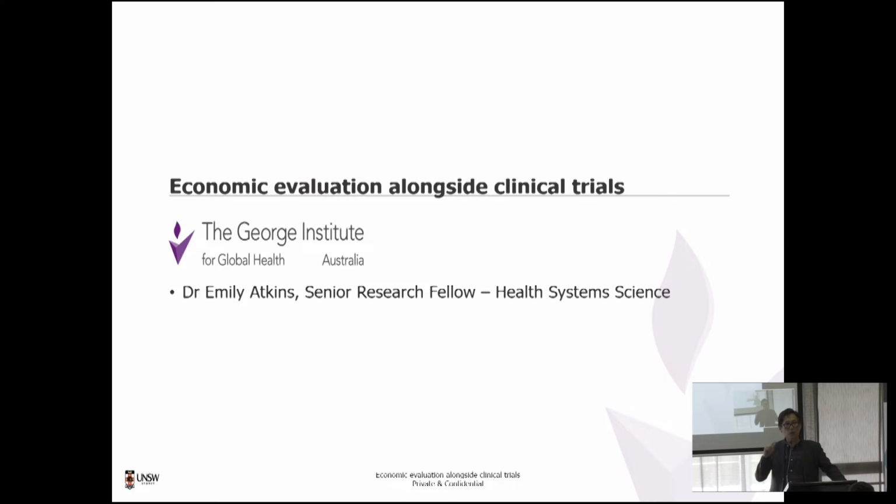Before I get into this, Verge reminded me of an important point following on from the previous session, the CHEERS checklist. It's ostensibly to enable us to appraise the presentation of economic evaluations, but it can be a really useful tool for helping us to plan economic evaluations as well. And that's something to bear in mind: when you are working on developing an economic evaluation, it's well worth keeping that as a reference point.